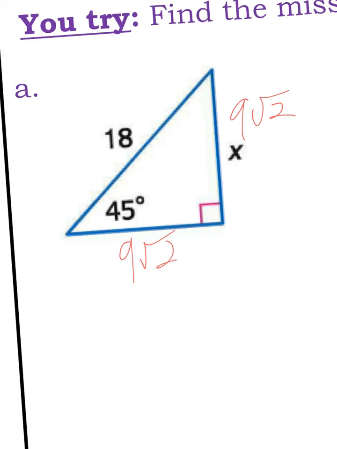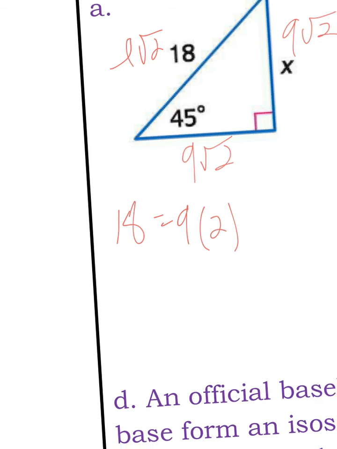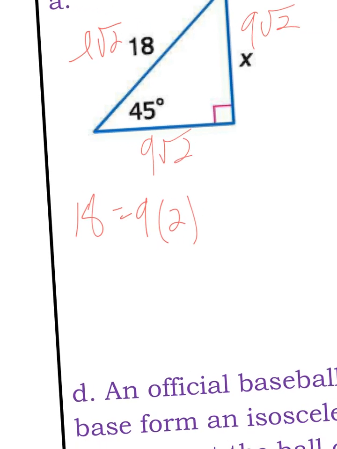If you want the long explanation, here it is. 18 is 9 times 2. I'm trying to make 18 look like the L square root 2 because it's that side. So 9 times square root of 2 square root of 2 is 18. So this is my L.